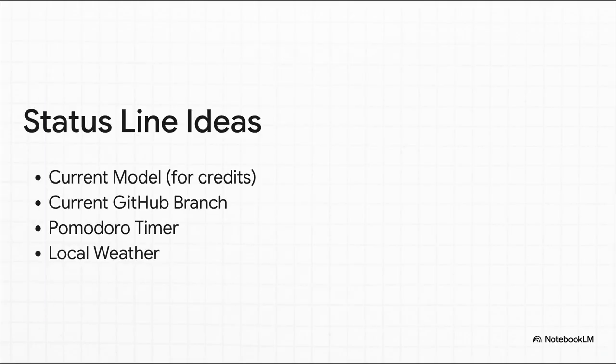You can customize this status line with all sorts of useful info. Now, according to our source, the 2 most important things to add are 1, the current model you're using, so you can always keep an eye on your credit usage, and 2, your current GitHub branch. This one is a huge help for preventing that awful moment when you realize you've committed code to the wrong place. But you can also add other cool stuff, like a Pomodoro timer or even the local weather.